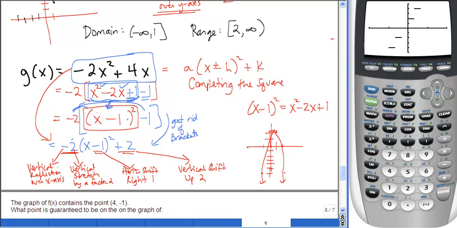My graph is a little crooked here because I don't have much accuracy with my pen, but it would be a parabola that's been shifted to the right and up, flipped over, and stretched. Okay? So practice that completing the square. That's a typical example, and it's a little tricky to do.